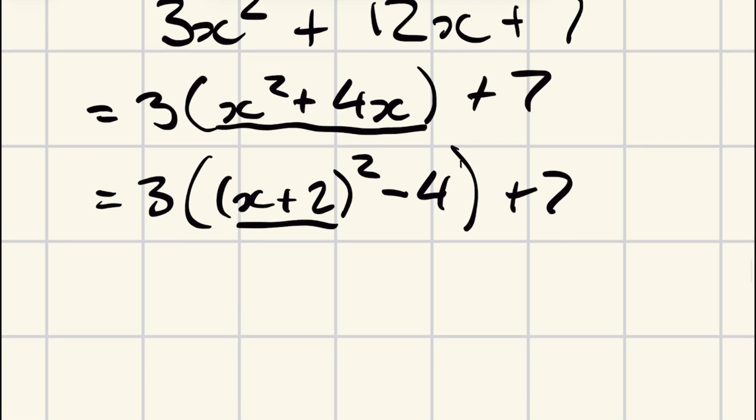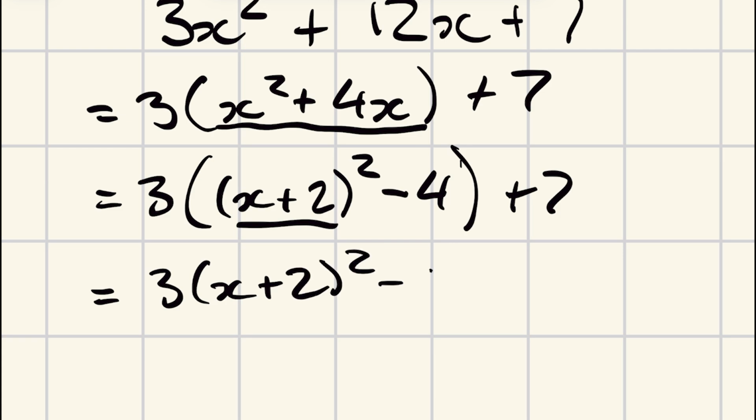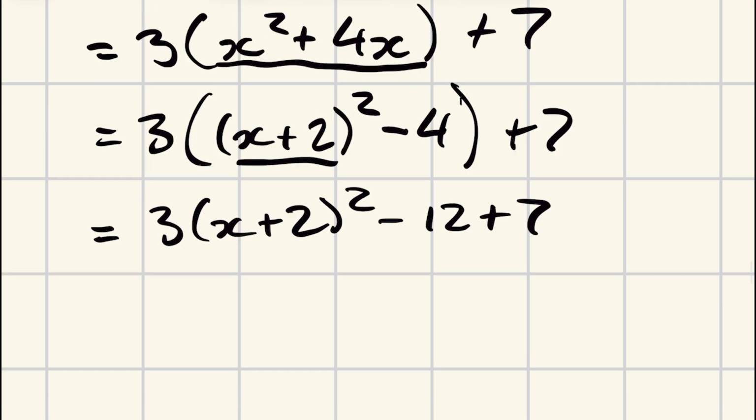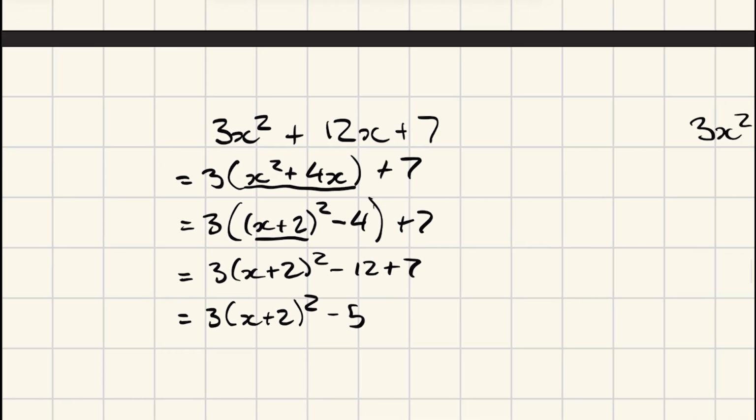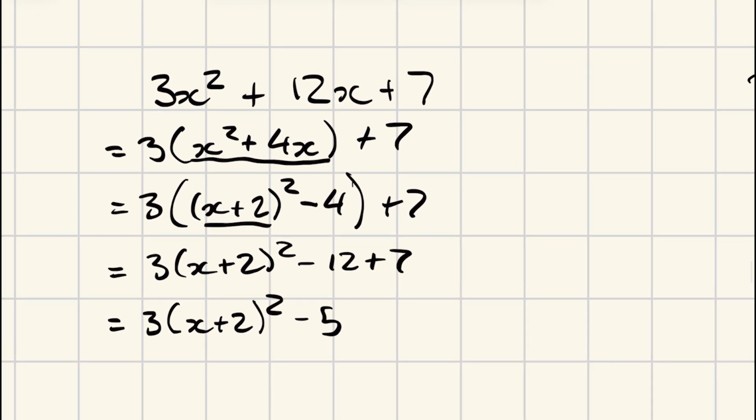Right, now you can expand the brackets. Minus 12 plus 7. Now minus 12 plus 7, what's that? That's just minus 5. Now, that's for the polynomial sense.